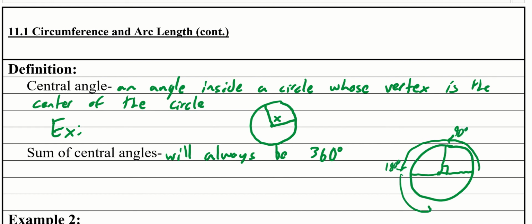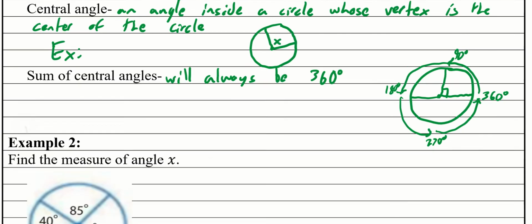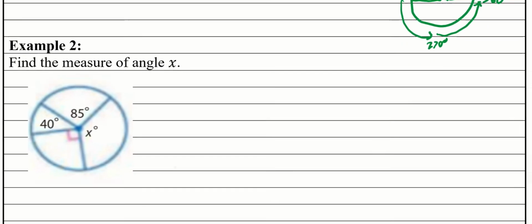If I go all the way, keep going most of the way around, 270 down here, and then all the way around would be back to 360. Okay, and you guys will actually use this idea in Algebra 2 as well when you go over something called the unit circle. But just understand that the measures of all the angles are going to add up to 360. Okay? All right, so putting that to use here, example 2.